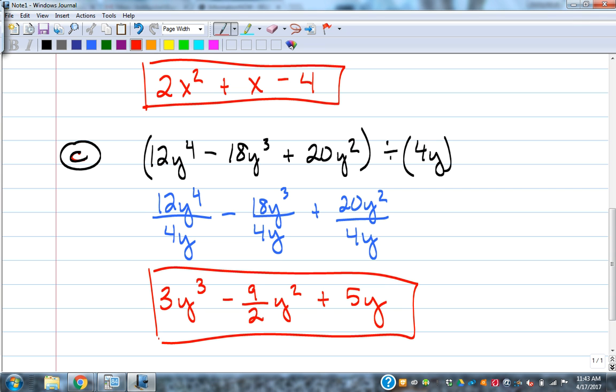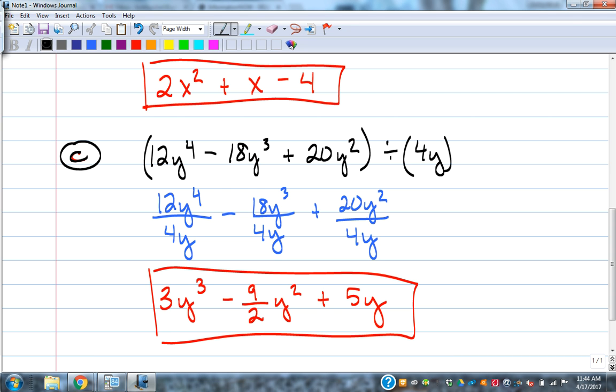If you're dividing by a monomial, that's a good way to do it. Dividing by one term, that's my favorite way of doing that. It's quicker than what we're going to have to do if it's more than one term. Much quicker. So that's a benefit to that. Is that 9 over 2? 9 over 2. So 3y cubed minus 9 over 2 y squared plus 5y.